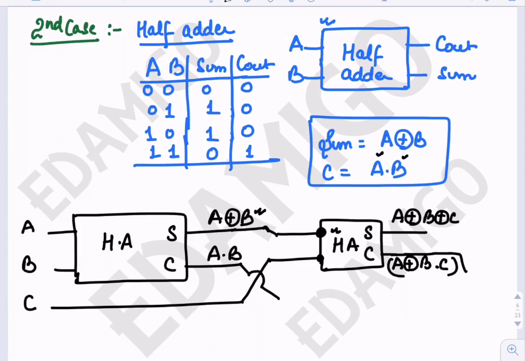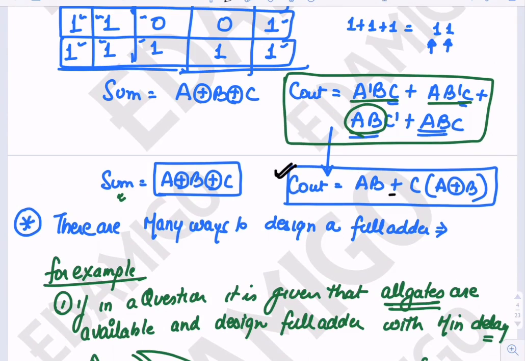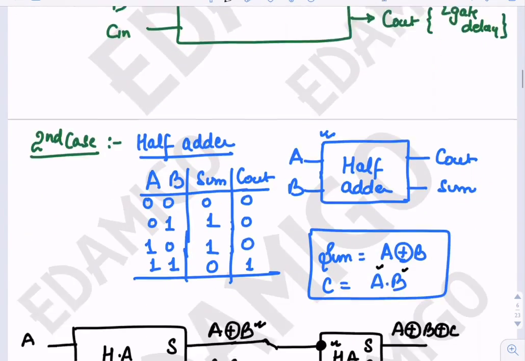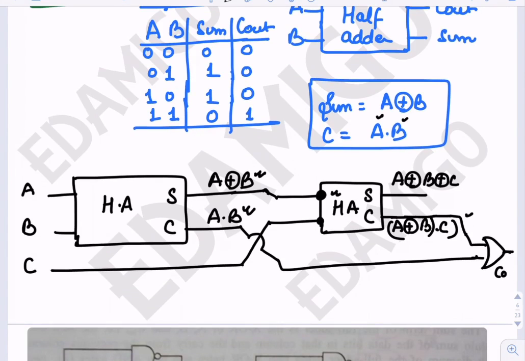Now we know that the carry output of the full adder is equal to A into B plus C into A XOR B. So we have A into B here and C into A XOR B here. So we will OR these two and we'll get the C output here. So we can easily see that to design a full adder, we need two half adders and one OR gate.